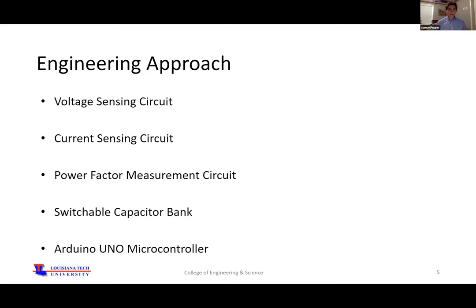In order for our design to function as intended, we determined that it must be capable of performing multiple operations. Our design is separated into five modules that each perform a separate task. The major modules of our design include a voltage measurement circuit, a current measurement circuit, a power factor measurement circuit, a switchable capacitor bank, and an Arduino microcontroller. I will now hand it over to Martin, and he will explain some of our measurement circuits.